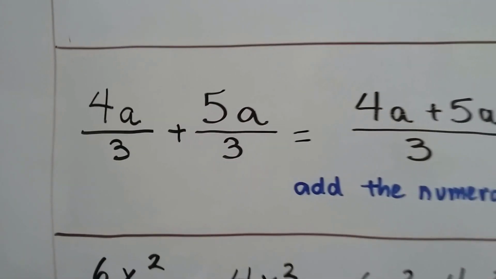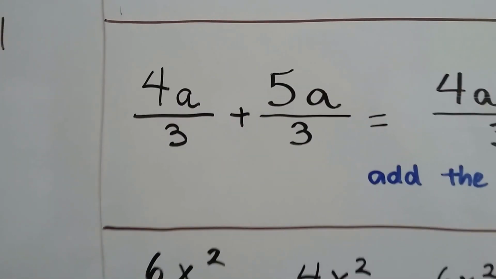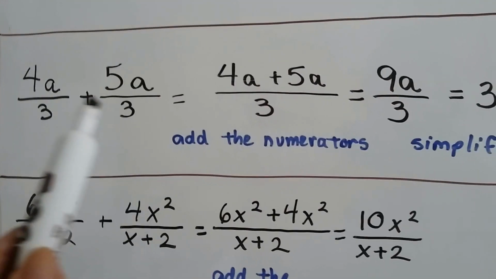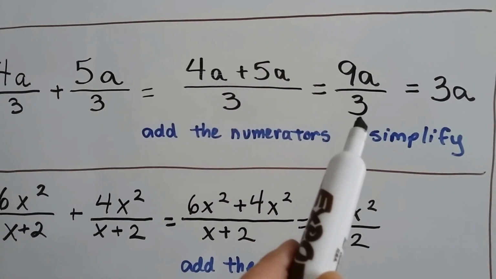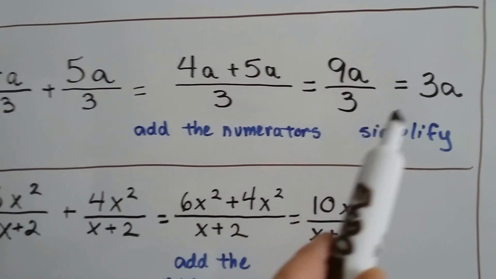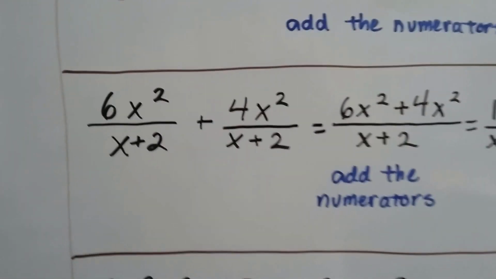Let's take a look at this one. We've got 4a over 3 plus 5a over 3. We've got the same denominator, so we just slide him over. And 4a plus 5a makes 9a. When we simplify this, 9 over 3 is a 3. We end up with 3a. See?